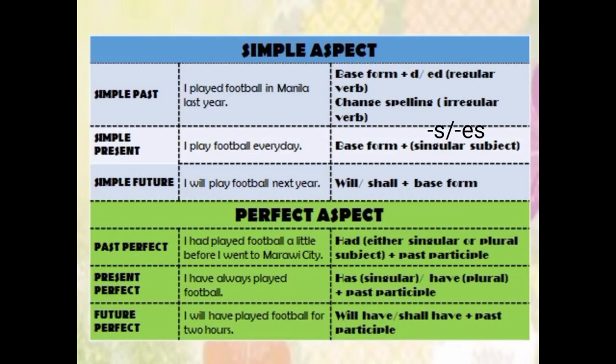Simple aspect. We have the simple past. I played football in Manila last year. In forming the past tense, we use the base form plus D or ED for a regular verb. For a regular verb, we change the spelling.